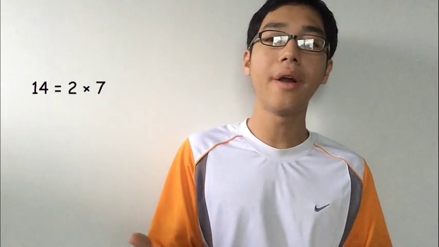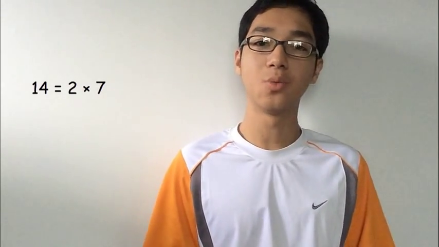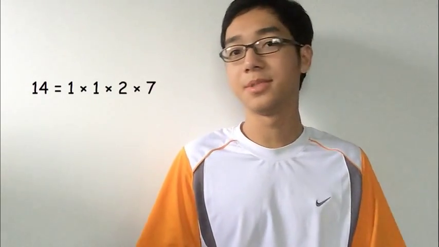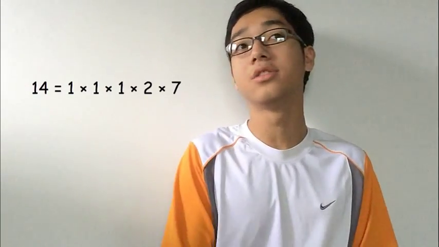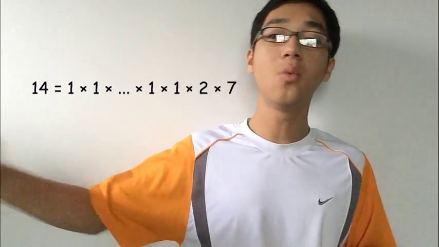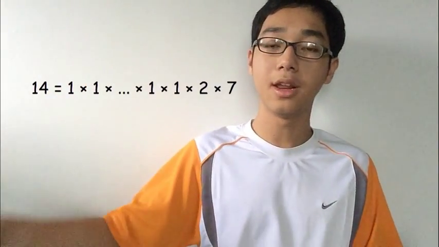But let's say 1 is a prime number. We can also write this as 1 times 2 times 7. And 1 times 1 times 2 times 7. And 1 times 1 times 1 times 2 times 7. There's infinite ways depending on how many 1s you want to put in.